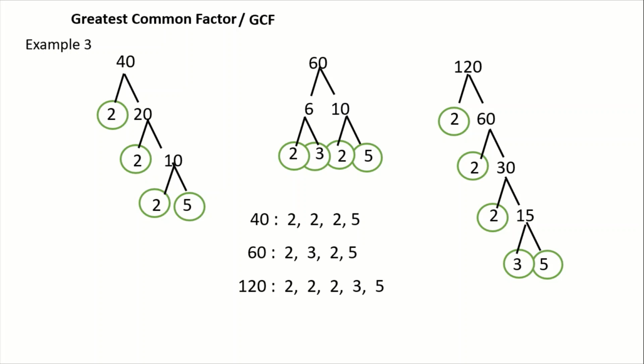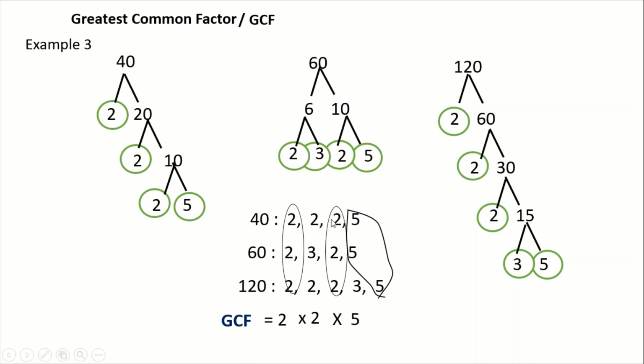So, now to find the GCF of 40, 60, and 120, we need to find the common factors of the three and multiply them. That is their GCF. So, what factors are common to all three? We have 2. What else? We also have another 2, so times 2. What else? We also have 5. Okay? So, times 5.